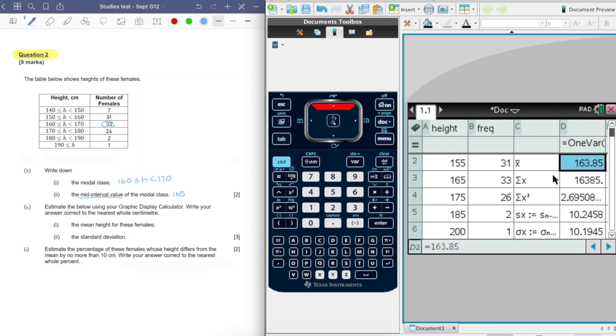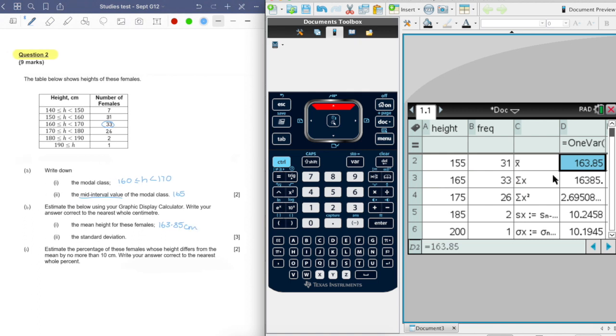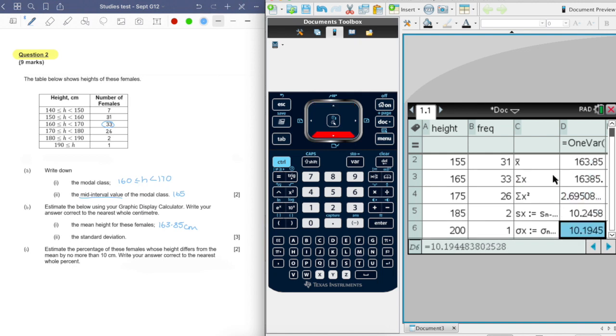So I'm now going to write that in, 163.85, and that is centimetres. So the height is in centimetres. And then the standard deviation, so the standard deviation is here, so it's 10.1945. It's like the sigma with the hat on.